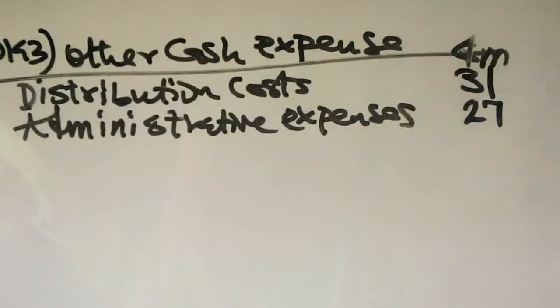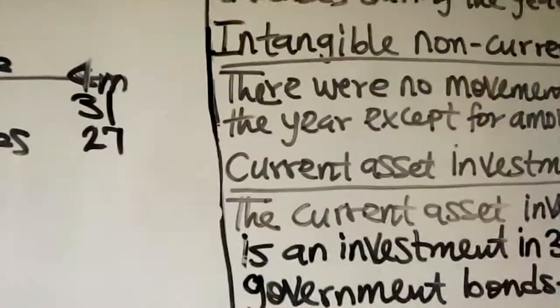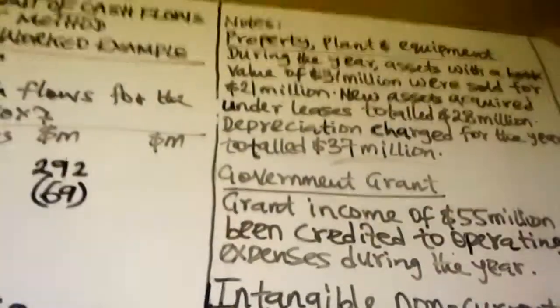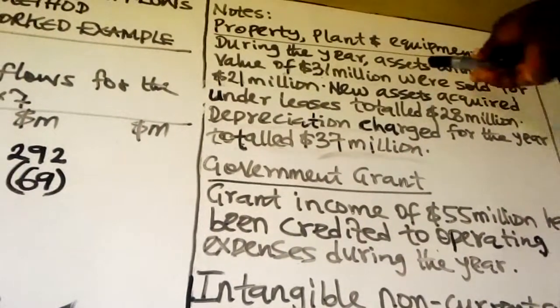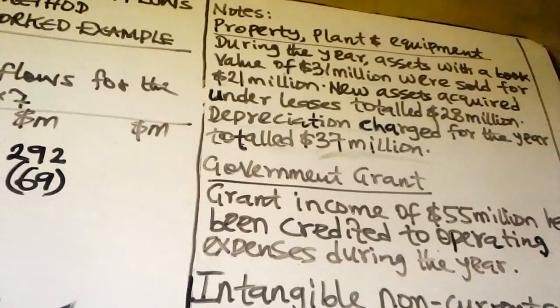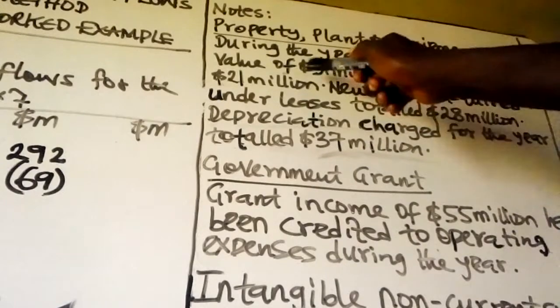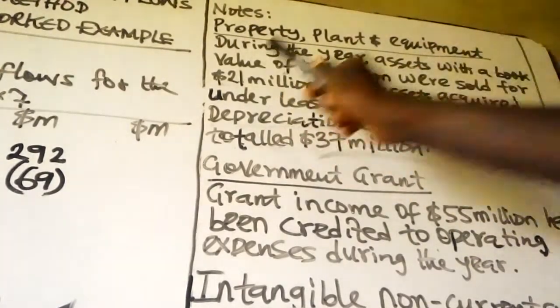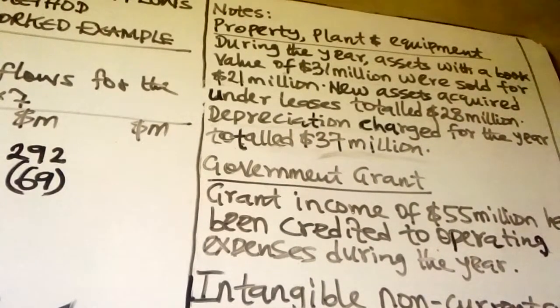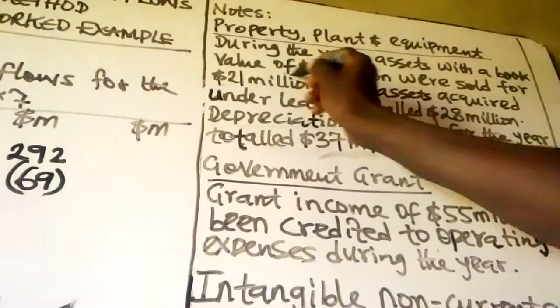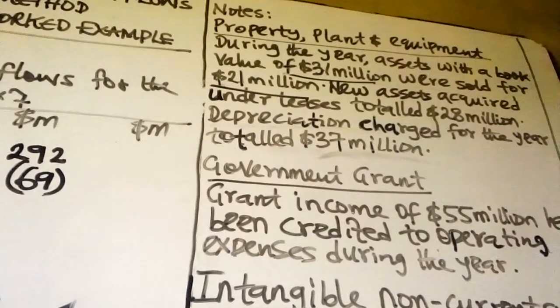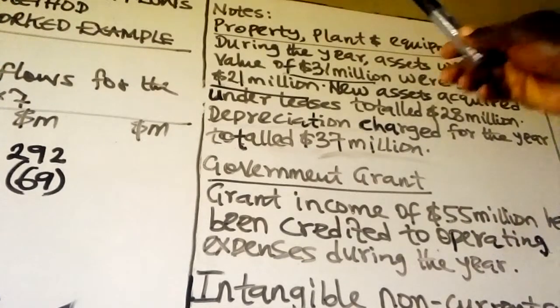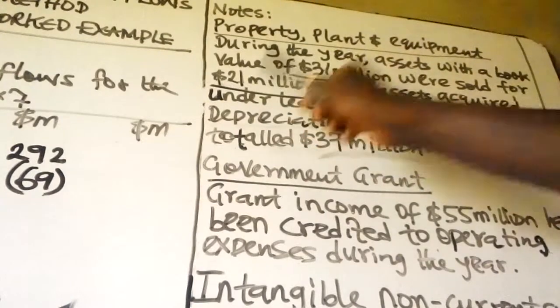Now let's go through the notes one after the other. The first note is on property, plant and equipment. During the year, assets with a book value, that is the carrying amount, which is cost less accumulated depreciation, of 31 million were sold for 21 million. That means there is a disposal of an asset. The carrying amount is 31 million and the proceeds is 21 million. This asset has been sold at a loss of 10 million, the difference between the carrying amount and the proceeds.